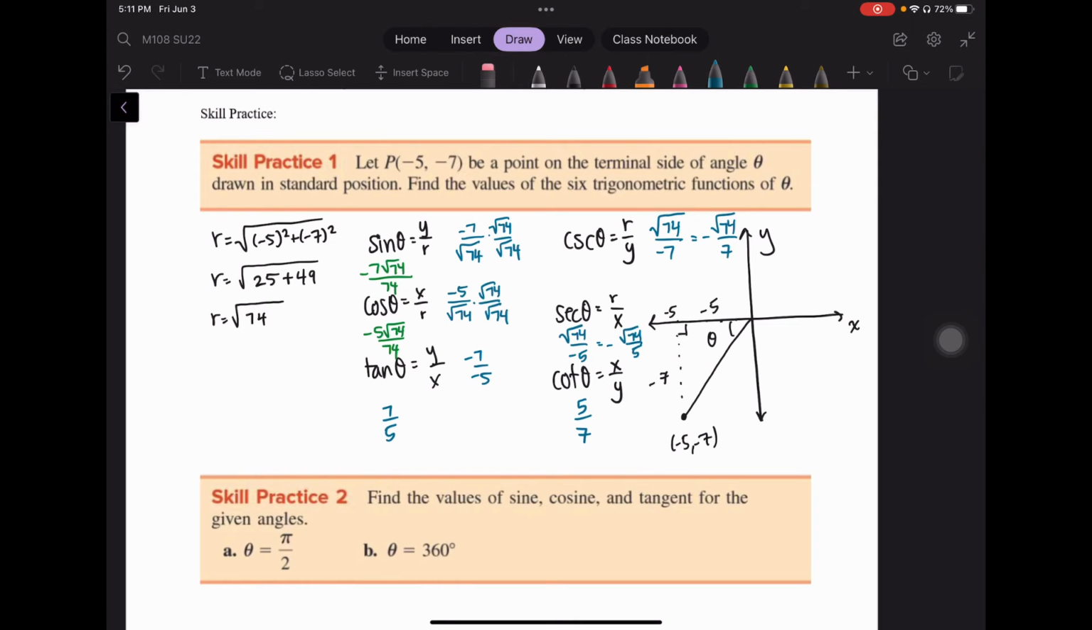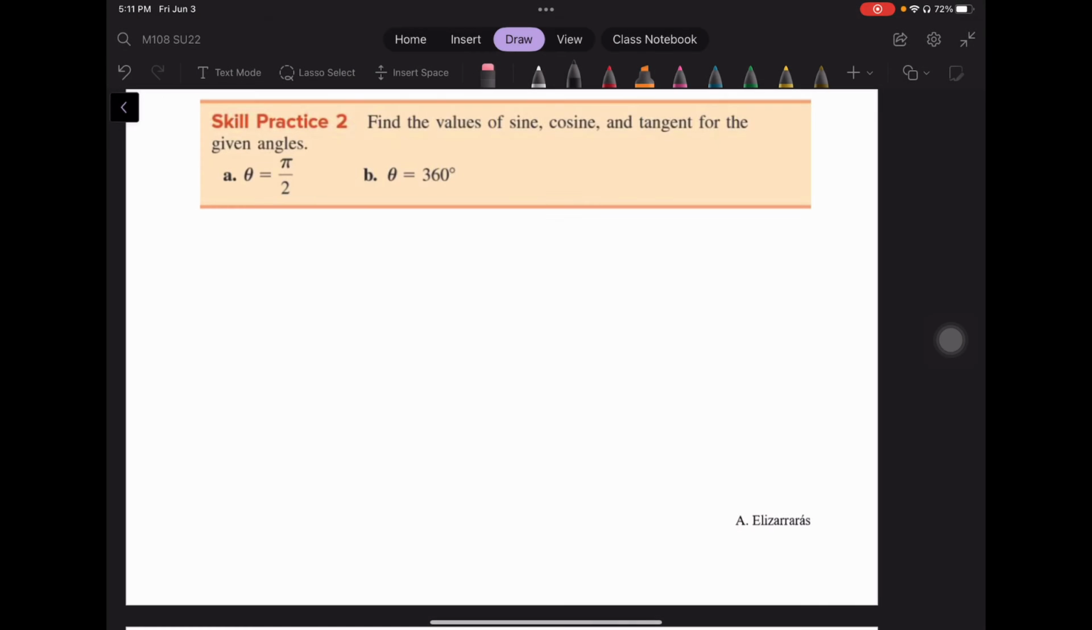Moving on to skill practice 2, we're going to find the values of sine, cosine, and tangent for the given angles, and these are quadrantal angles because they fall on axes. Drawing our axes, recall for question A that pi over 2 is on the y-axis. And so remember, I did this earlier in the class video, but you've got some point 0, y. The book uses 1 for a y value. You're more than welcome to do that. I'm just going to keep it basic.